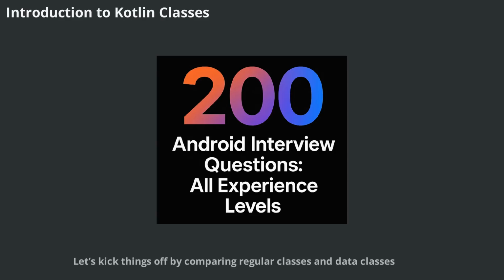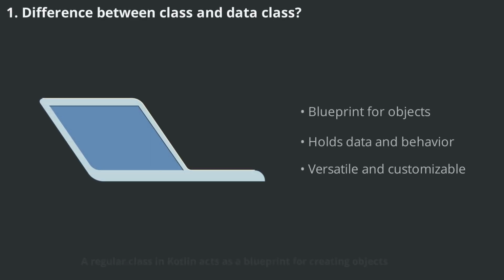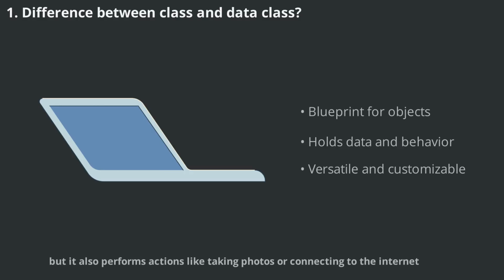Let's kick things off by comparing regular classes and data classes. A regular class in Kotlin acts as a blueprint for creating objects. These objects can have both properties, which store data, and functions, which define behavior. Think of a regular class like a smartphone. It has data such as battery life and storage, but it also performs actions like taking photos or connecting to the internet. Regular classes are versatile and can be customized to fit many needs, making them the foundation of most Kotlin programs.